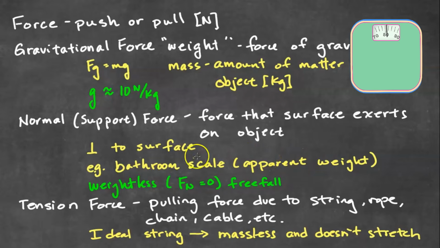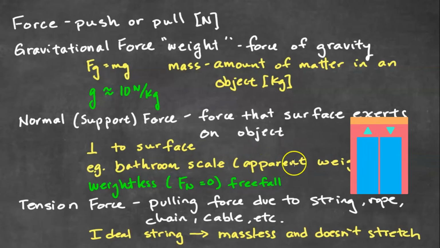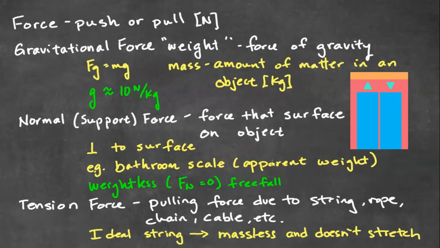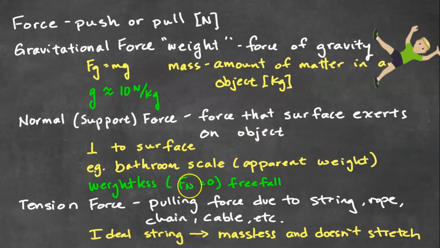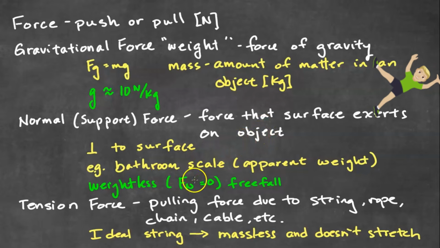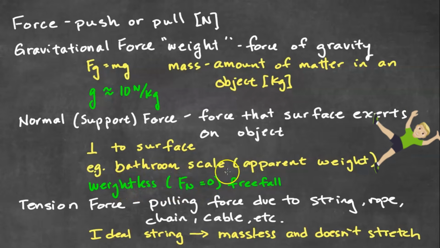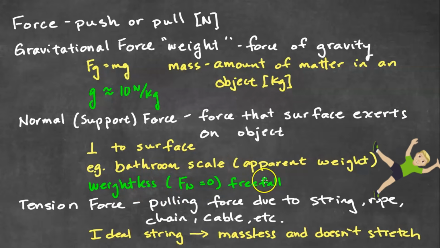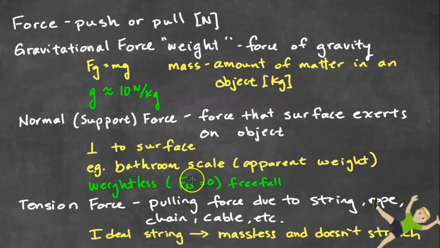So imagine if you were to put the bathroom scale in an elevator and it's accelerating upward, your apparent weight would be greater than your weight because you are accelerating upward. If there is no normal force acting on you, then you would be in what we call weightlessness. You would feel weightlessness and you would be in free fall. So weightlessness doesn't mean you don't have a weight. It just means that there's no support force, no normal force pushing you up.